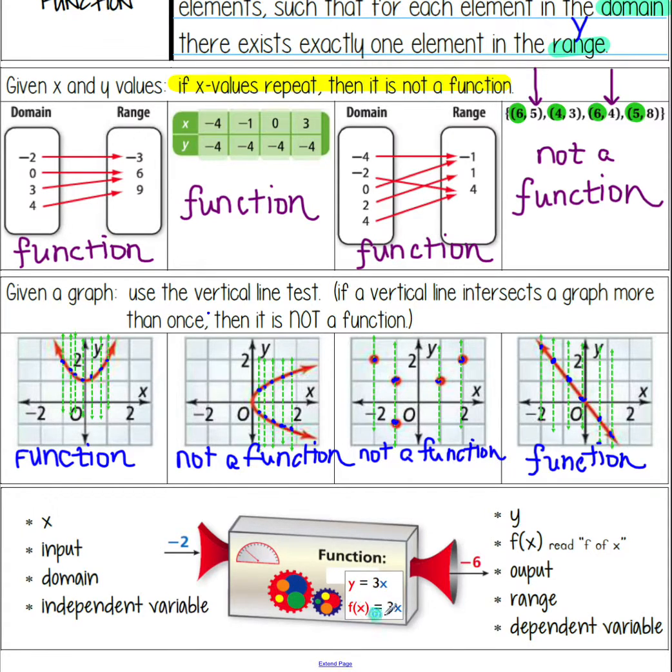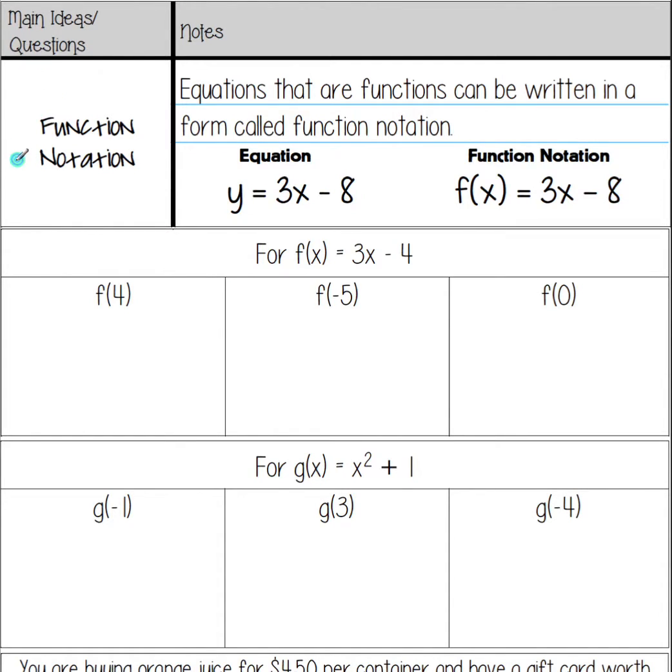We can write this same equation of y equals 3x as f of x equals 3x. So we can replace y with f of x, which is part of this function notation that you're going to be seeing. Function notation says that equations that are functions can be written in a form called function notation. So it has to be a function for it to be able to be written this way. If we have the equation y equals 3x minus 8, we can write that in function notation as f of x equals 3x minus 8.